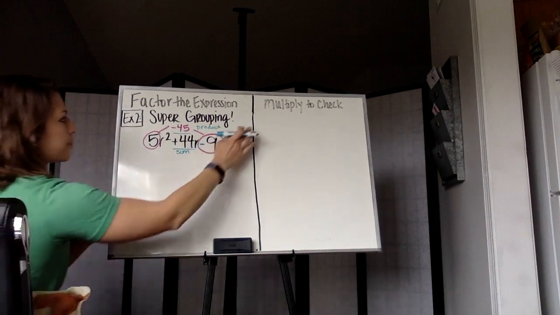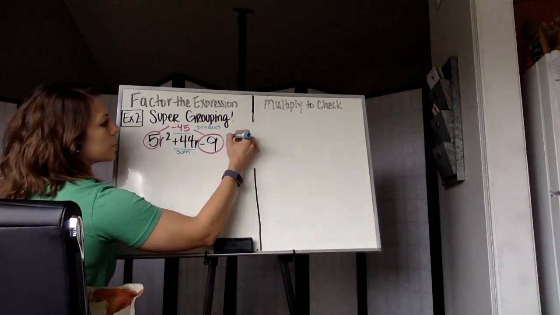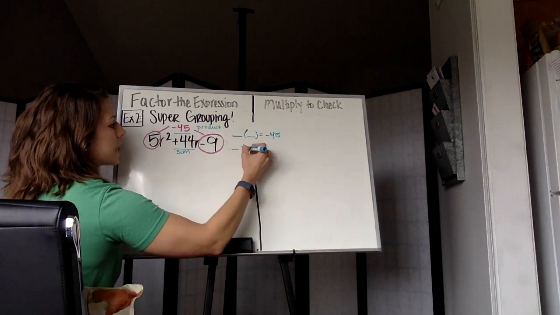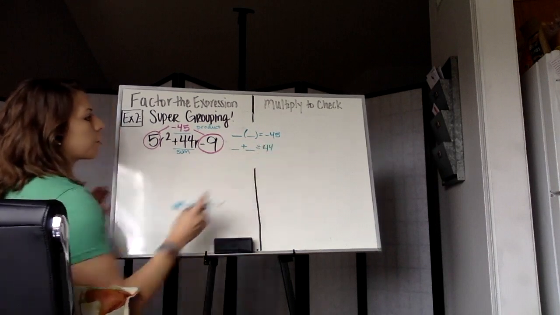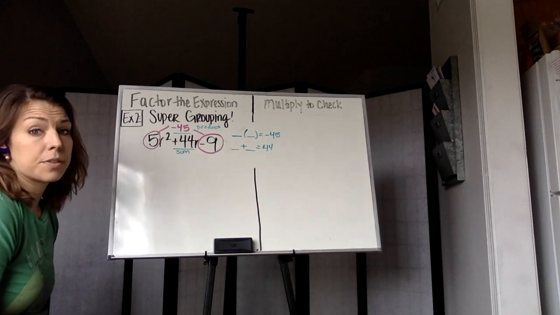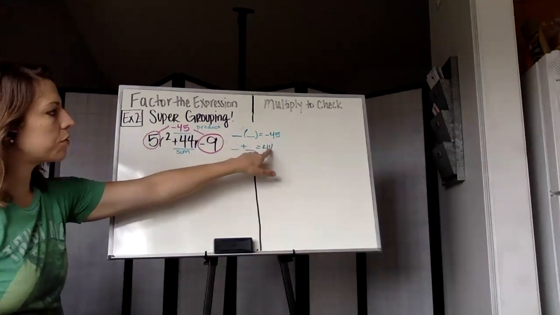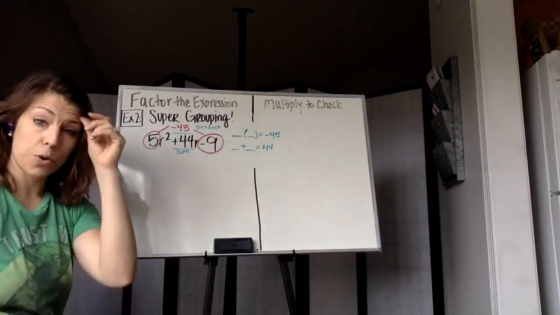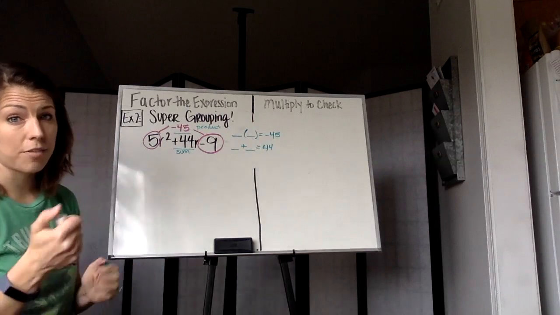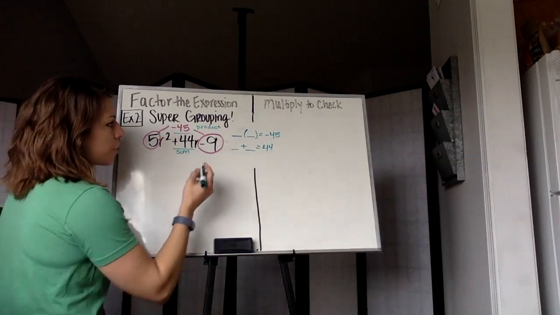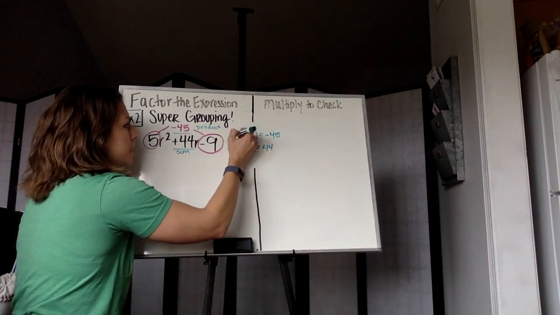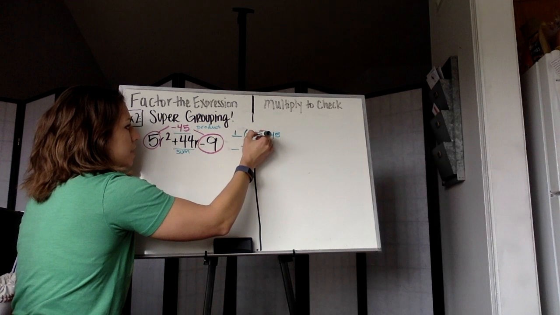So let's play the game. I'm going to make some space here. What times what is -45, that when I add them together, I get +44? -9 and 5, that's not going to add up to 44. In fact, if you notice, 44 is only 1 away from 45, which leads me to believe that 1 is going to be a factor. That's just a little trick for you. Now the question is, is 1 negative or positive? Well, let's try +1 and -45 and see what we end up with.